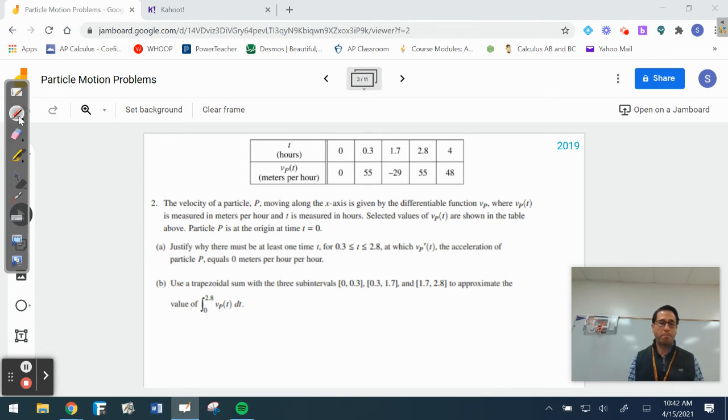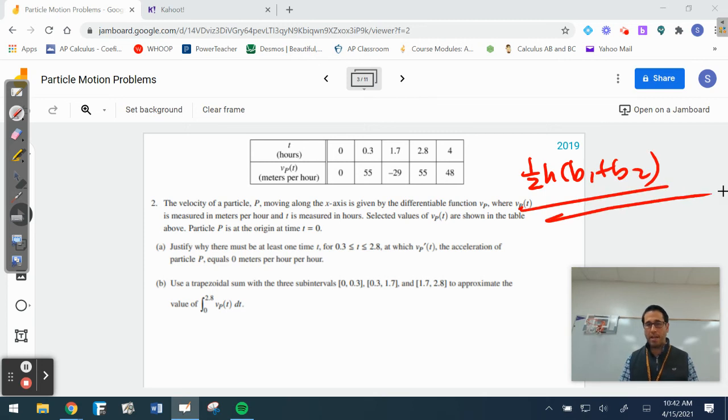All right, here we go. Part B, use a trapezoidal sum. So trapezoidal sum means you write out the area of a trapezoid right off the bat. And they even tell me which intervals to do this. Nice and easy, right? So this is just 1/2 times 0.3, and then I just need the two heights, which are 0 plus 85. Okay, that's it.